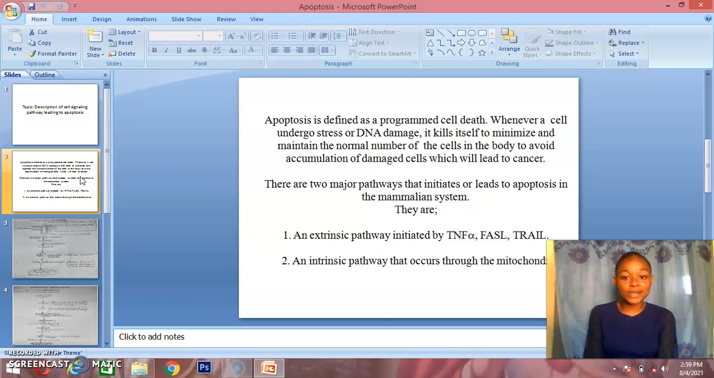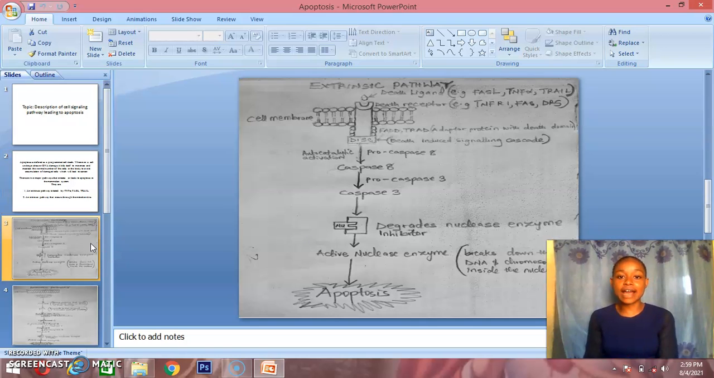There are two major pathways that initiate or lead to apoptosis in the mammalian system. They are the extrinsic pathway and the intrinsic pathway. Now, I'd like to show us the diagram of the extrinsic pathway and how it goes. Extrinsic pathway, just like the name implies, the signal comes from outside of the cell. When it comes from outside of the cell, it binds with the death receptor.